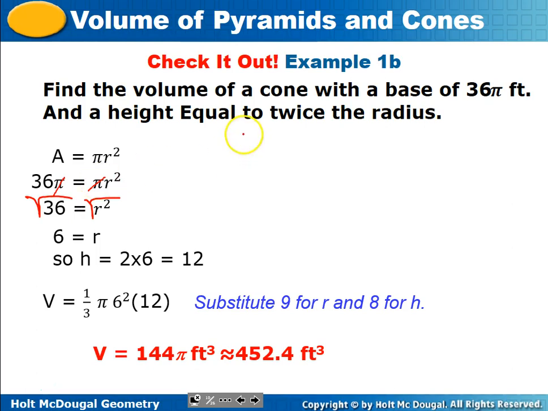So we know that r is 6. Our height, it says, is equal to twice the radius. So that means we're going to do 2 times the radius to get the height. So here again, if I were doing this problem, I would do 6 squared times 12 divided by 3 times pi in my calculator. But remember, we want the answer with pi first anyway. So that's 144 pi feet cubed, and then when we multiply 144 by pi, we get 452.4 feet cubed.